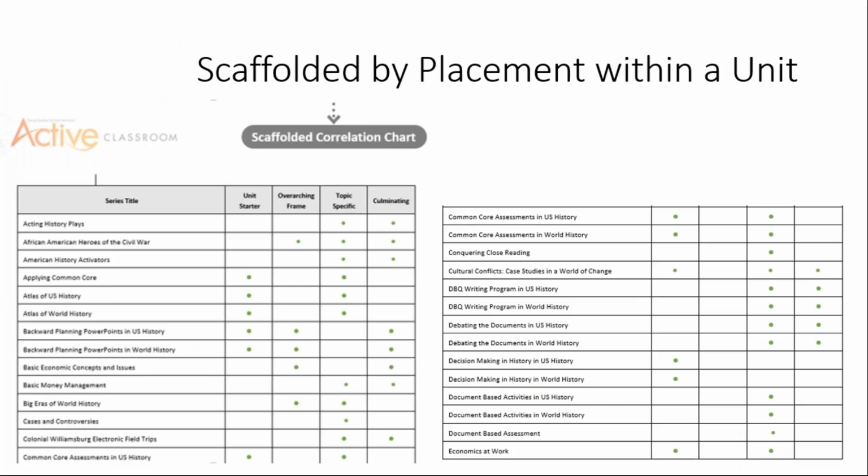So before we begin exploring Active Classroom and trying to figure out which activities we want to use, I want to share with you our scaffolded chart here that takes all of the resources in Active Classroom and puts them into 4 different categories: unit starters, overreaching frame, topic specific, and culminating. It gives us some ways to maybe design our curriculum so that we're covering everything that we need.